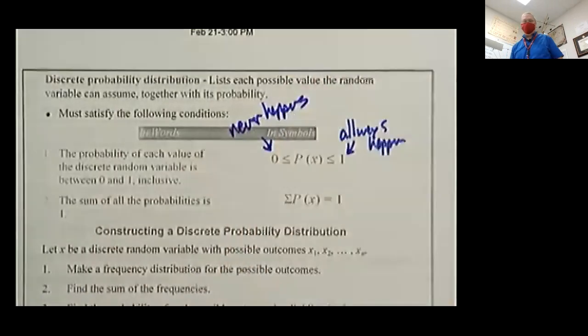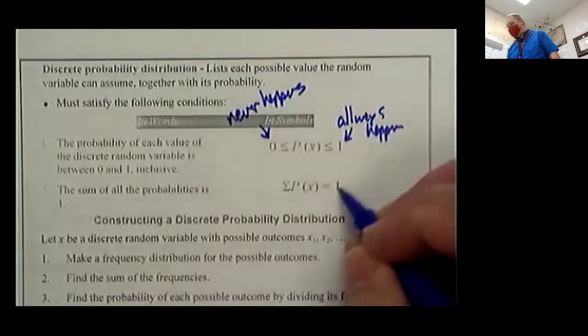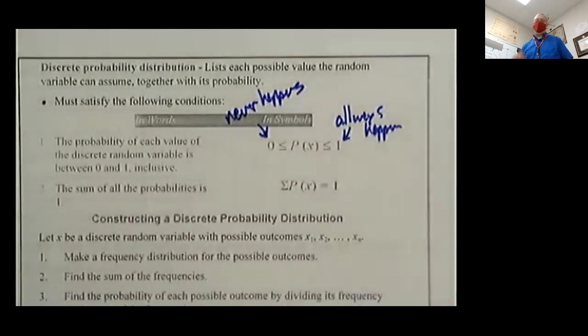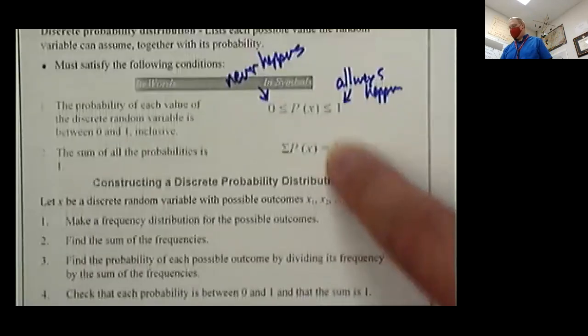So all probability has to be between 0 and 1. We're going to use that as a check later on. And also, if we add up the probabilities of all the events, the sum has to equal 1. Because if we take everything that could possibly happen and add up all of their probabilities, their decimals, we have to get 1, because one of those has to happen. Otherwise, we're not taking something into account.